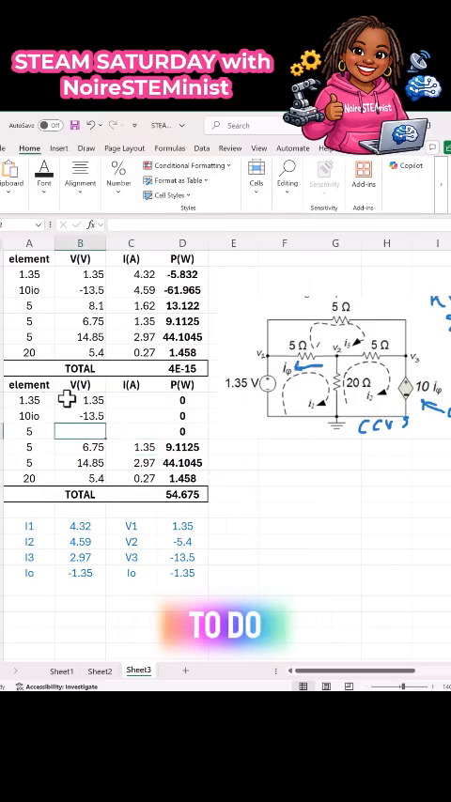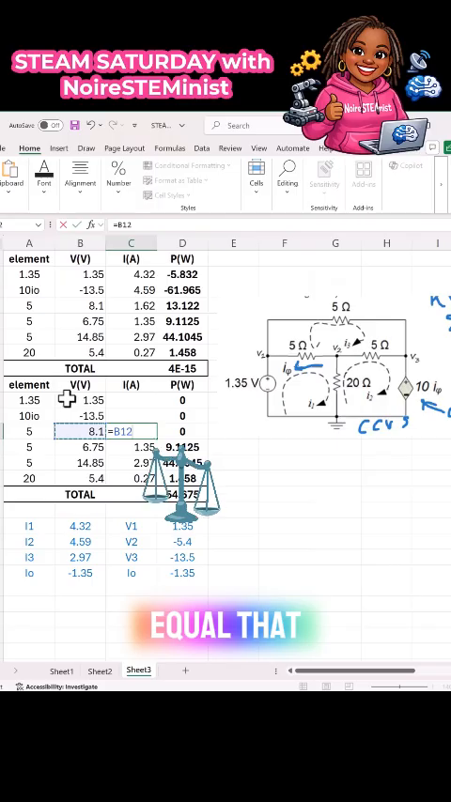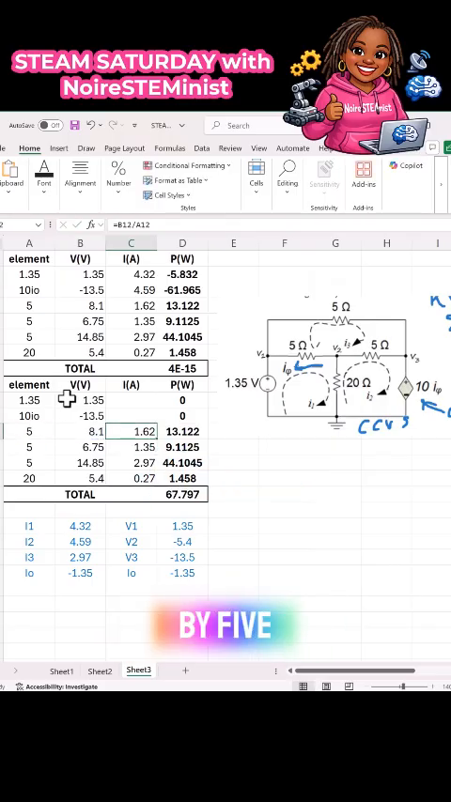And then we need to do the one on the right, which is going to be V3 minus V2, or V2 minus V3. I try to stick with the positive numbers. That's why I decided it's going to be equal to negative 5.4 minus negative 13.5. That's 8.1. So the current is going to equal that 8.1 divided by 5. All right, so we have all of our resistors, and so far the table is matching.